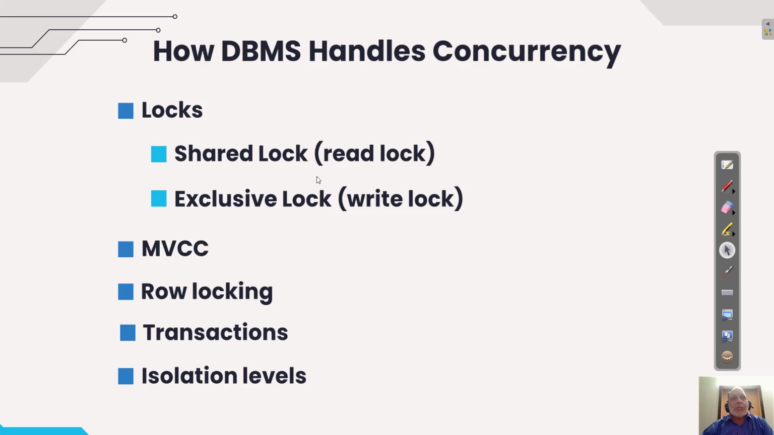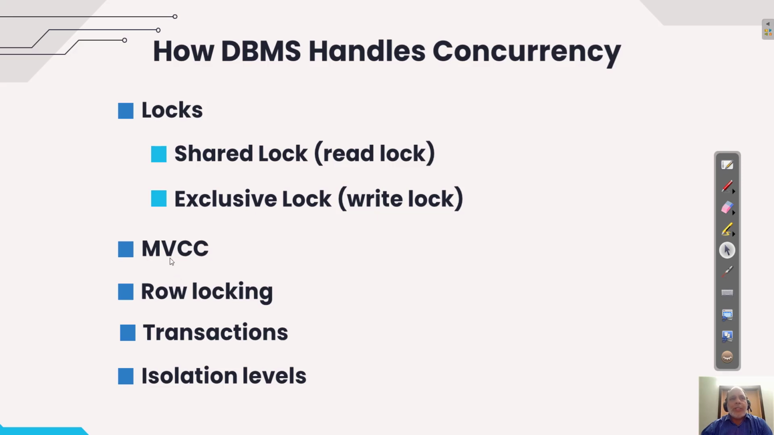First one is the locks. There is a shared lock and the exclusive lock. Shared lock is called a read lock, because multiple transactions can access the same data, but it is the read lock. Exclusive lock is the write lock. So if one transaction exclusively locks the data, another transaction cannot read the same data. It will have to wait. We will discuss the locks in detail in the row locking section.